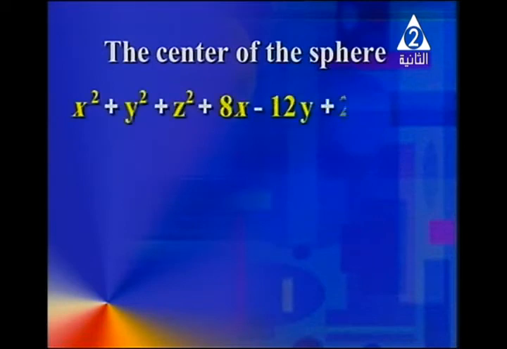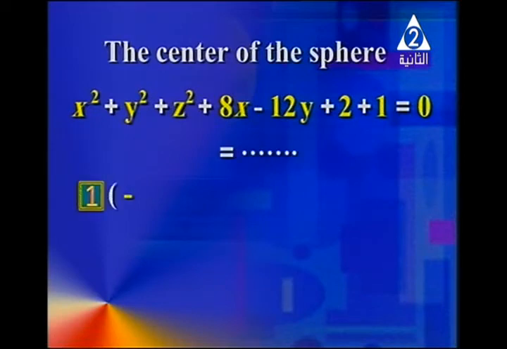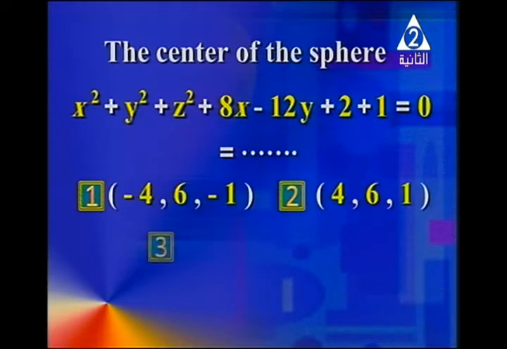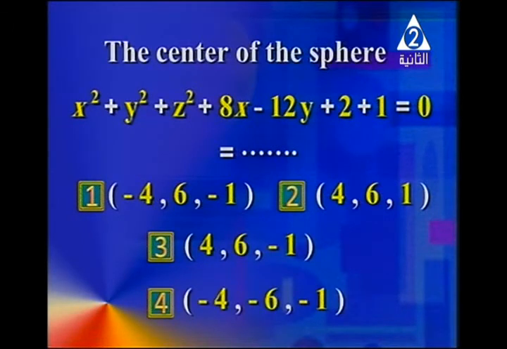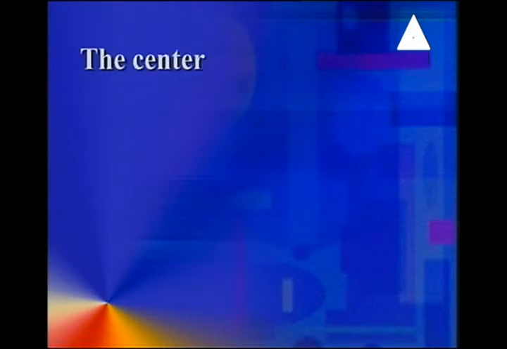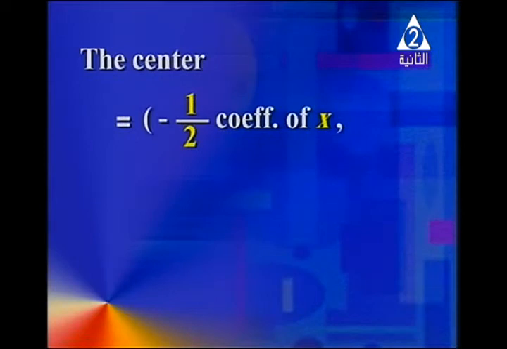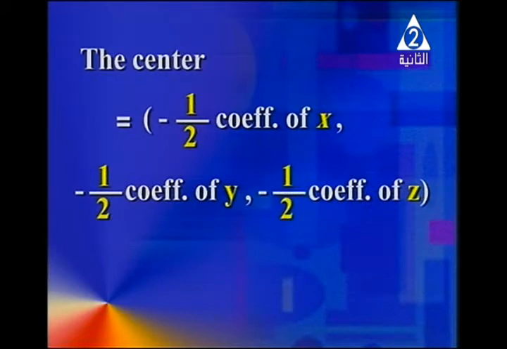The center of the sphere x² + y² + z² + 8x - 12y + 2 = 0 equals what? Is it (-4, 6, -1), (4, 6, 1), (4, 6, -1), or (-4, -6, -1)? What is the center? Negative half the coefficient of x, negative half the coefficient of y, and negative half the coefficient of z.